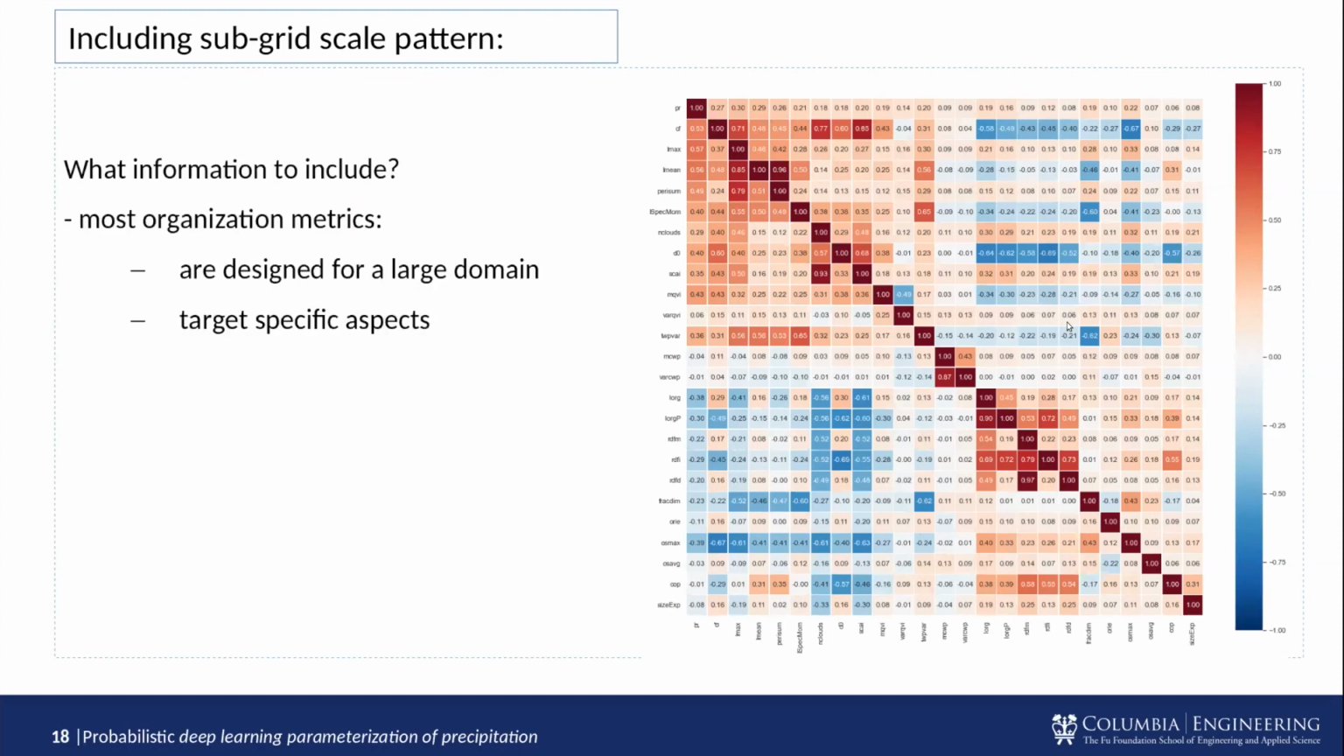But then there are also two other issues with these metrics. The first is that they're designed for large domains. By large domain, I mean a domain of about 500 by 500 kilometers square. So if I apply them to a GCM size domain, they may not capture any relevant information.